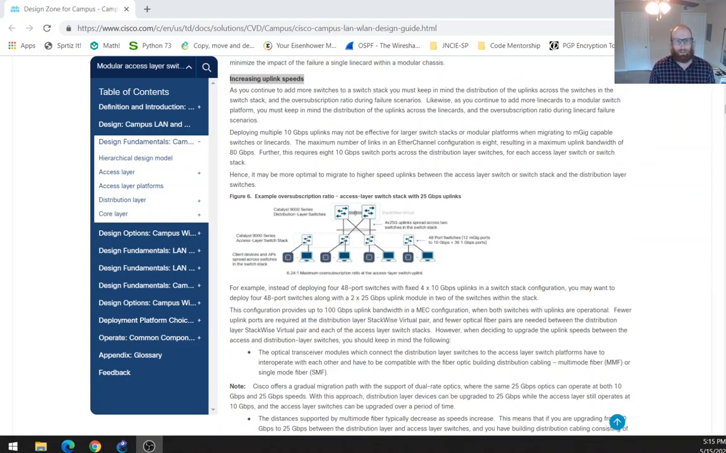Alright, welcome back. This is increasing uplink speeds. As you continue to add more switches to a switch stack, you must keep in mind the distribution of the uplinks across the switches in the switch stack, and the oversubscription ratio during failures. Likewise, as you continue to add more line cards to a modular switch platform, you must keep in mind the distribution of the uplinks across the line cards and the oversubscription ratio during line card failure scenarios.